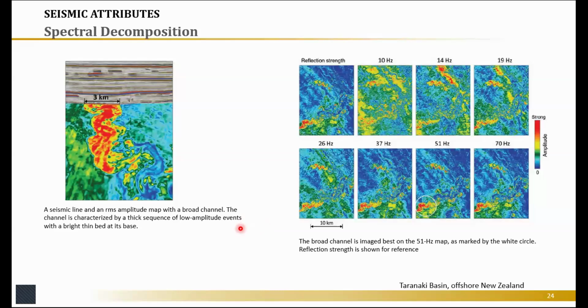And look at this example. You have this seismic section here, and we have a time slice here, and this is also the same view. So the time slice here is for the RMS amplitude, and you have the seismic section here. You see, this is a channel, and its width is about 3 kilometers. So you can identify that channel from the RMS, right? And then go further using the reflection strengths.